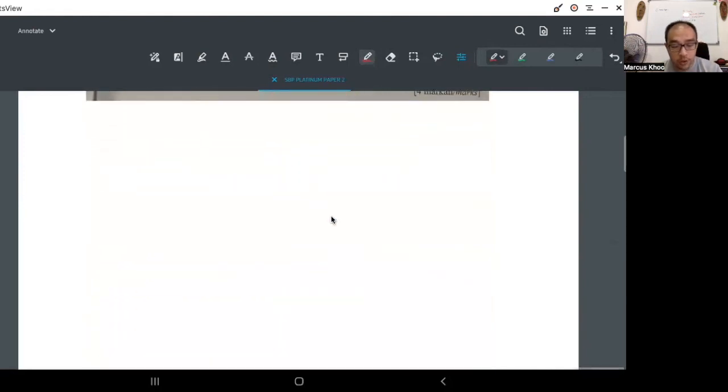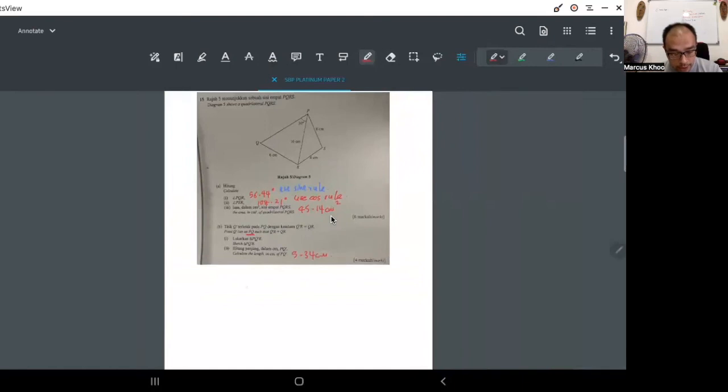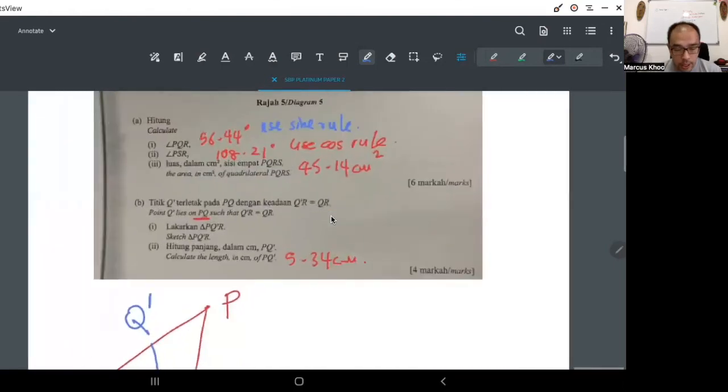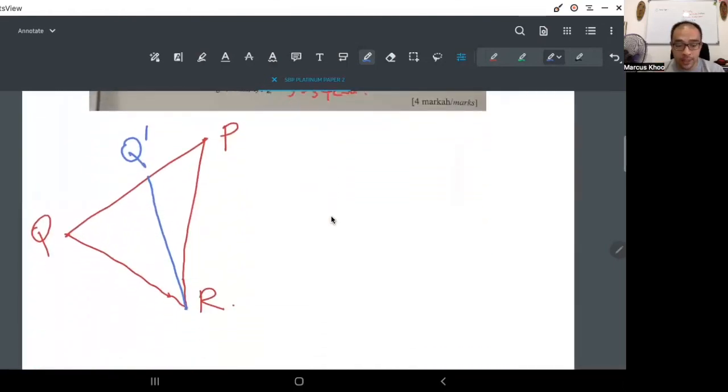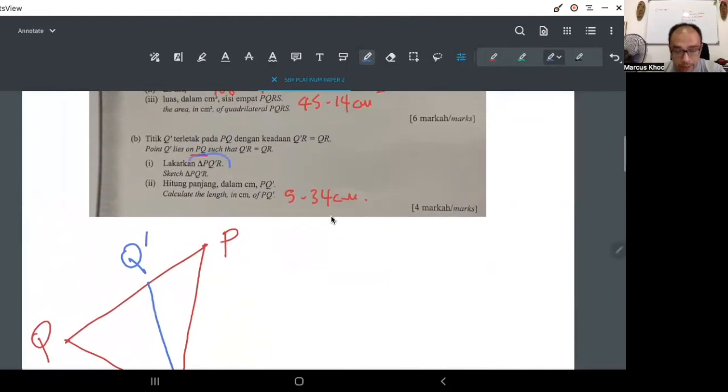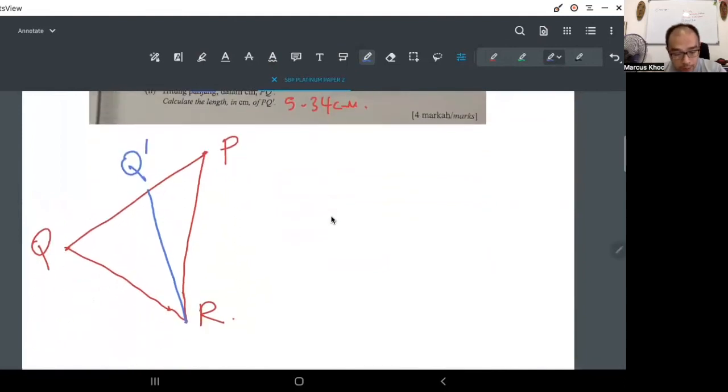Okay, so if I draw the original PQR, I'll get something like this, and then like this. So this is P, this is Q, this is R. And then I know that the new triangle that I want has QR over here, like this. So this is Q prime. And the one they ask for is P, Q prime and R, which is the one I draw properly.